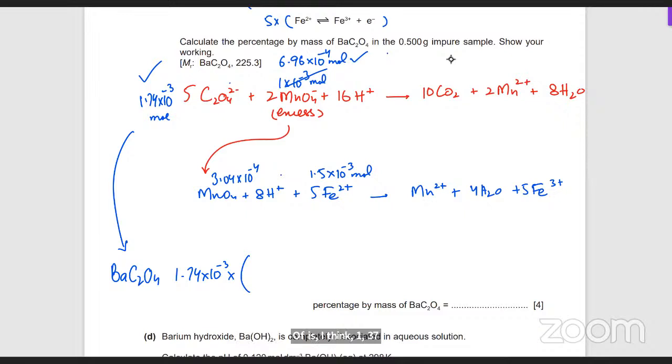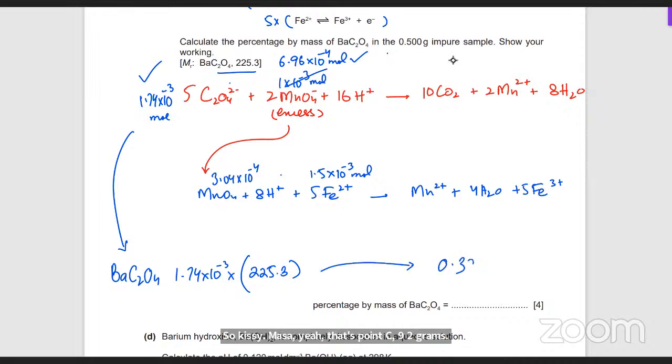ऊपर दिया हुआ, sorry, MR is already given, that's 225.3. That's the MR given over here. So कितनी mass है ये? That's 0.392 grams. So you're getting 0.392 grams.